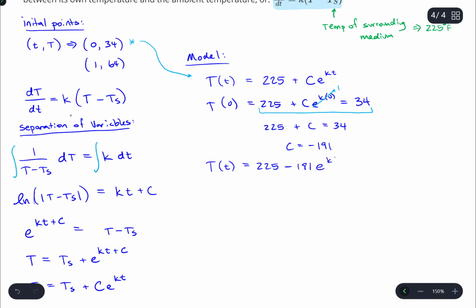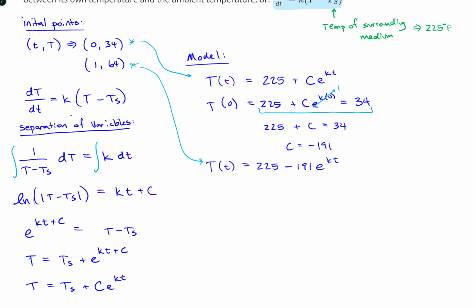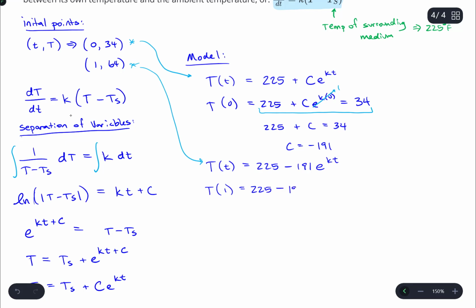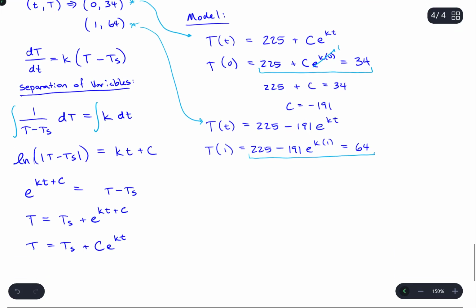e to the kt. All right, that's not all. We have this next point, which we could now plug into this new model and learn what the value k is. So here's what we would do. The temperature at time 1 hour is going to be 225 minus 191 e to the k times 1, and that output value is 64 degrees. Okay, so let's take this side of the equation then and see what we can learn about the growth constant k.